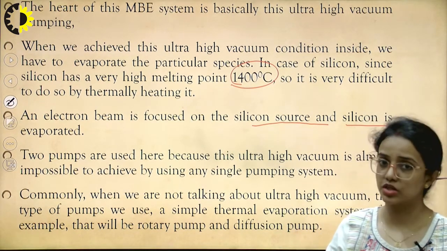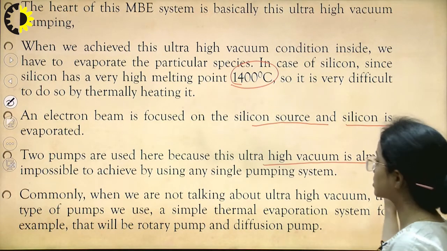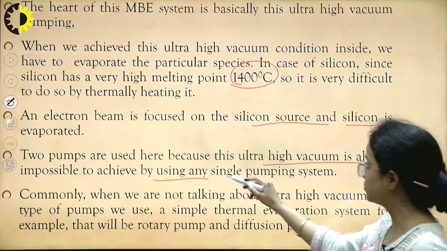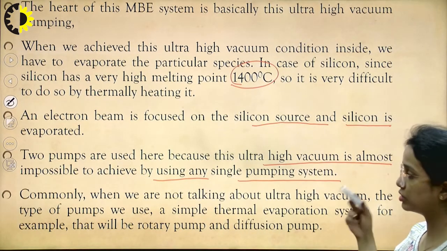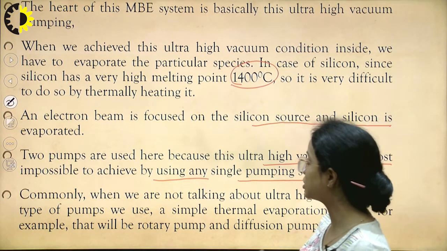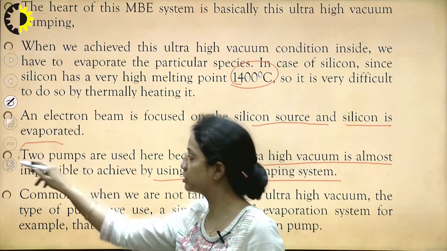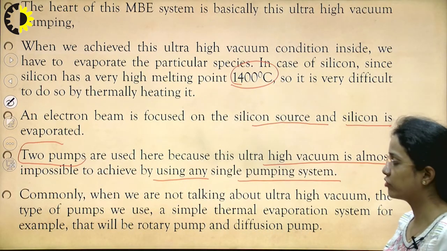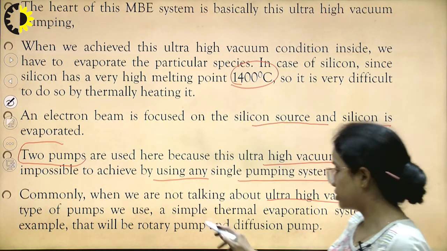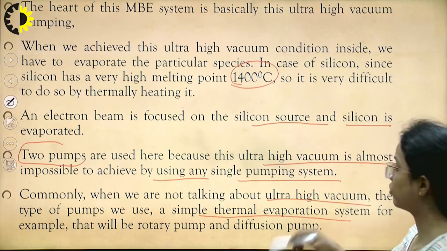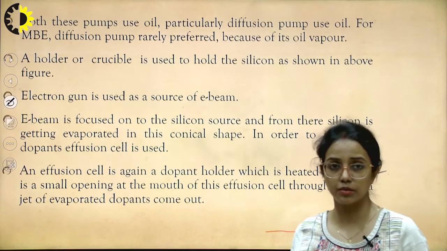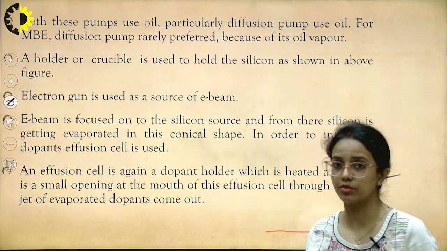There are two pumps which are used because this ultra high vacuum is utmost important. The high vacuum is almost impossible to achieve by using only a single pumping system, so we are using two pumps. Commonly, we are not talking about ultra high vacuum. The type of pumps used in a single thermal evaporation system, for example, would be a rotary pump or diffusion pump. Both these pumps use oil, particularly the diffusion pump.